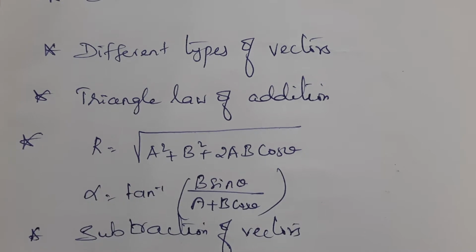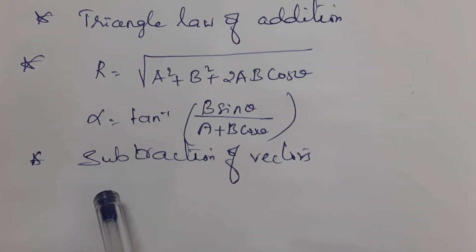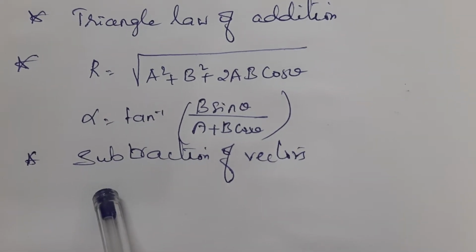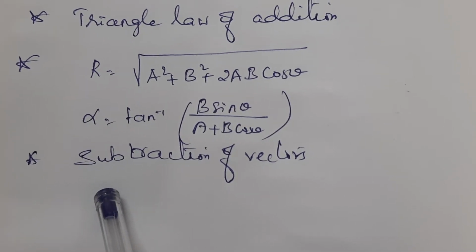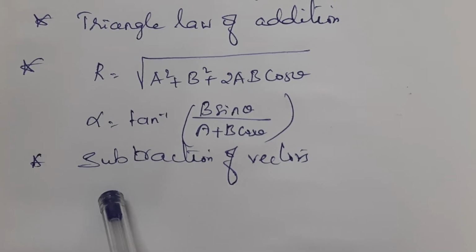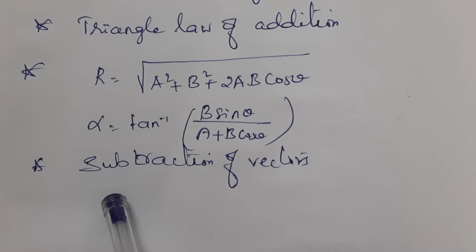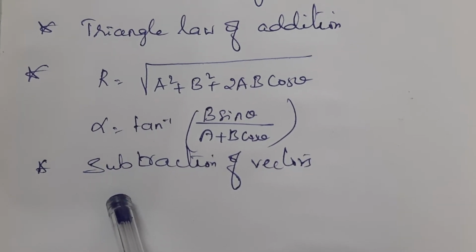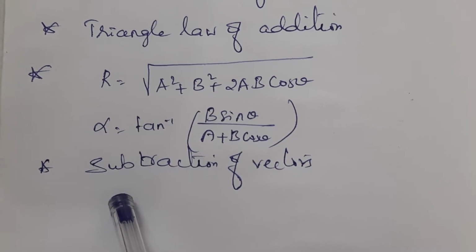Similarly, we have discussed the subtraction of vectors. That is, subtraction means adding the negative vector to the first vector. There also we got the resultant vector magnitude, A minus B, equal to root of a square plus b square minus 2ab cos theta, and alpha 2 equal to tan inverse of b sin theta by a minus b cos theta. And I told you to do the problems 2.1 and 2.2 from the book. I hope you all have completed.